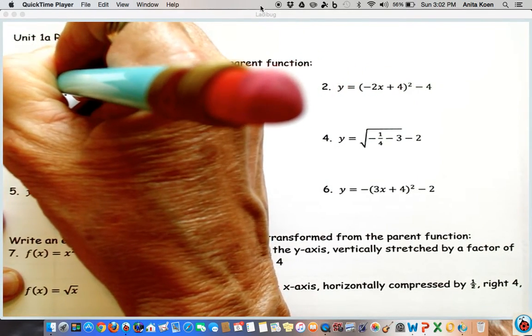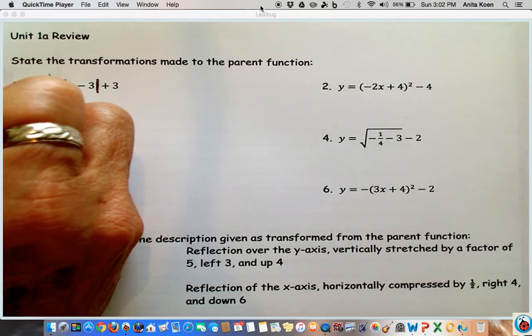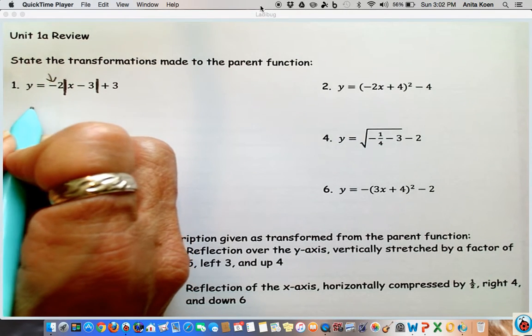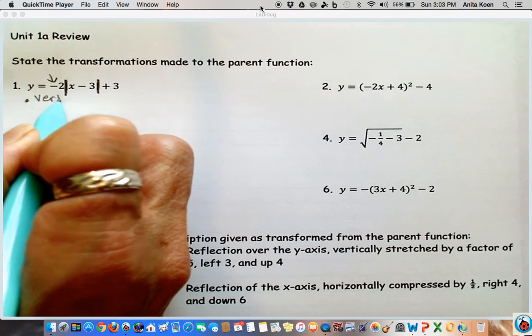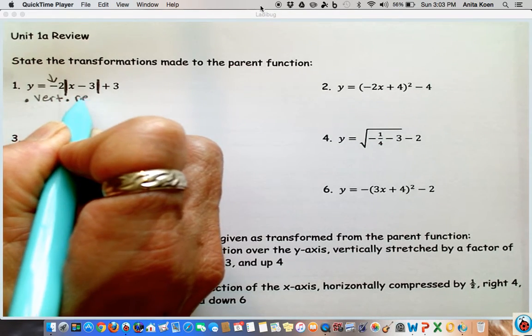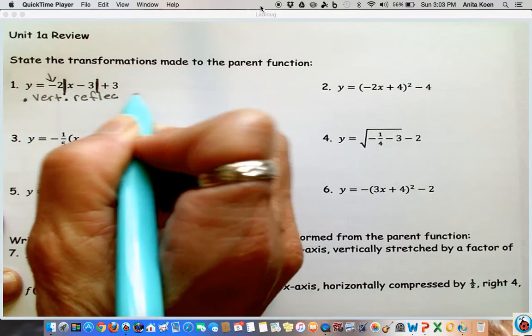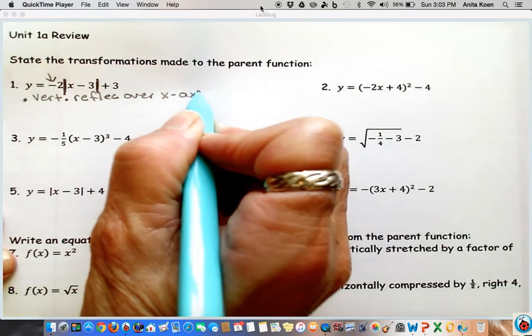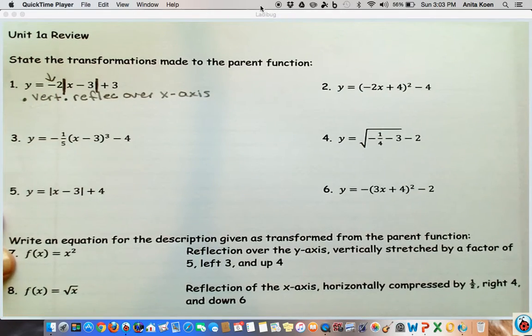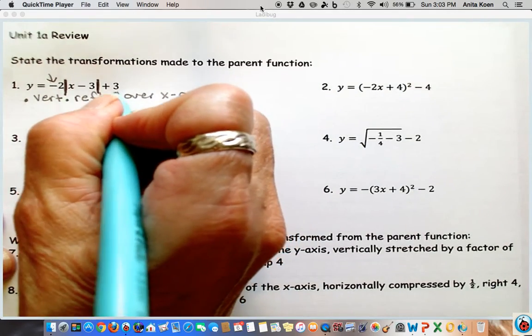This negative sign right here, negative on the outside, let me make sure I'm writing this where you can read it, is a vertical, and I'm going to abbreviate, reflection over the x-axis. Because it's outside, it's a vertical reflection over the x-axis.